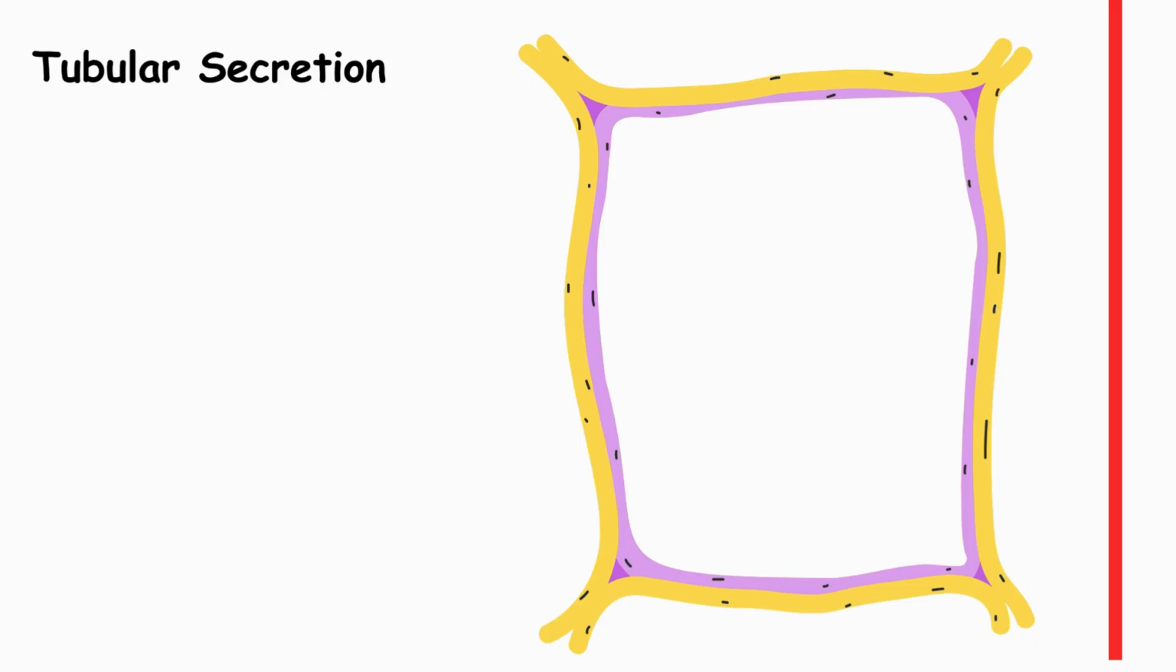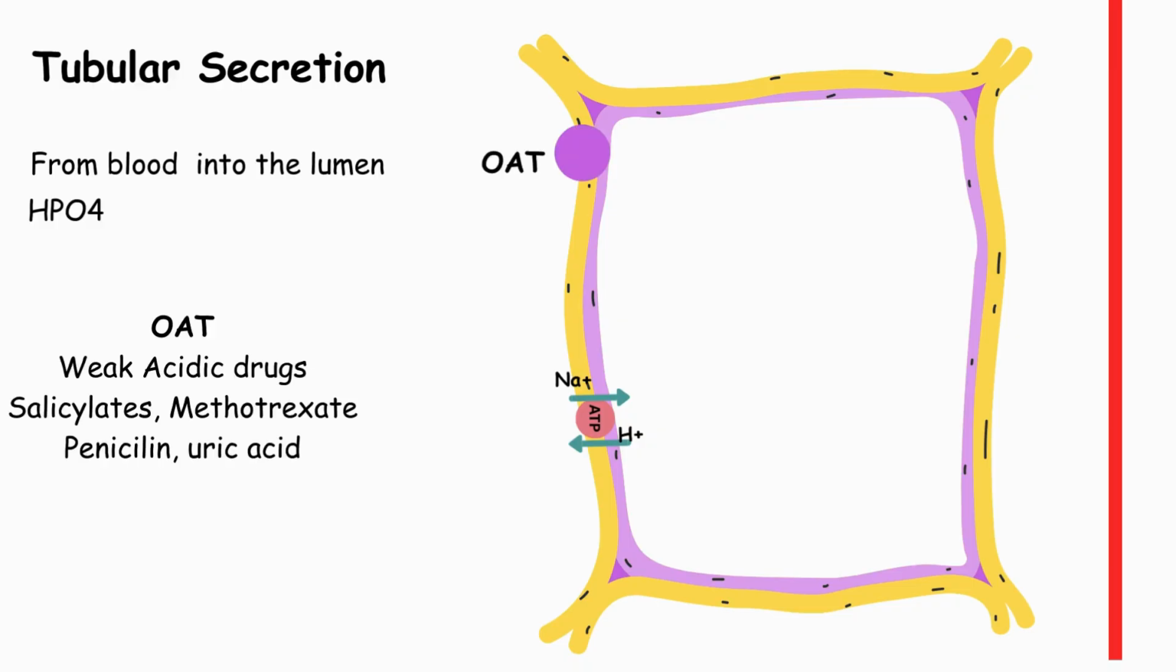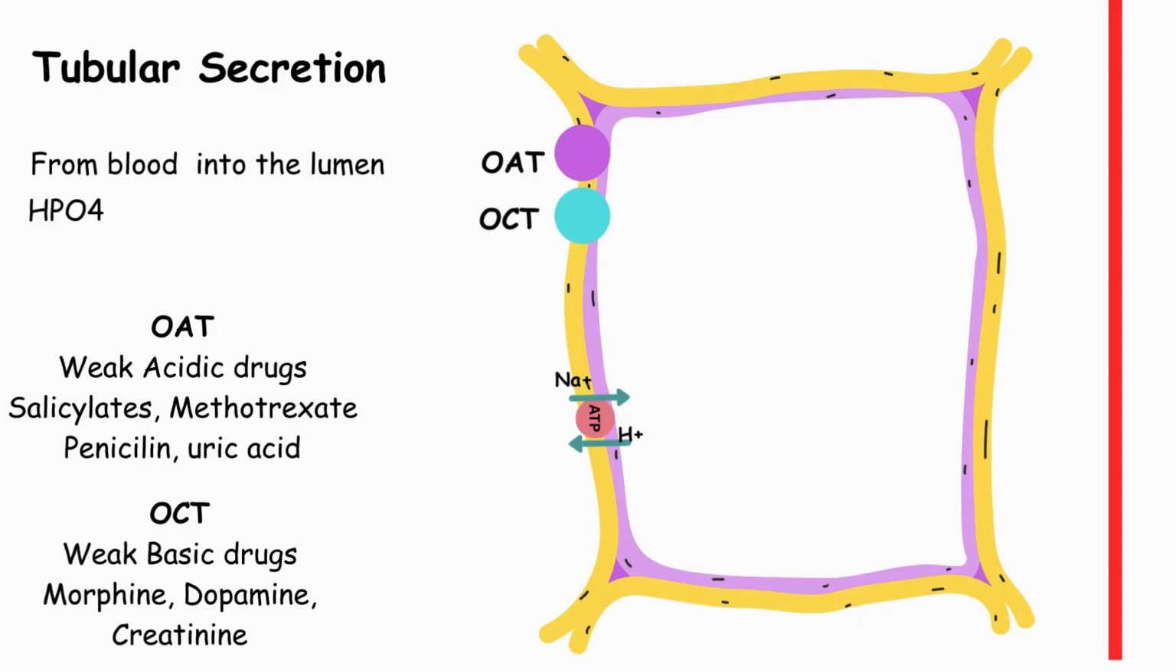Tubular secretion is the process by which various substances are secreted from the blood back into the lumen of the proximal tubule. This includes secretion of phosphate ions as we have discussed earlier. Hydrogen ions are secreted by the sodium-hydrogen antiport. There are two energy-dependent transporters. First, organic anion transporters that transport weak acidic drugs like salicylate, methotrexate, penicillin, and uric acid, and second, organic cation transporters that transport morphine, dopamine, and creatinine.